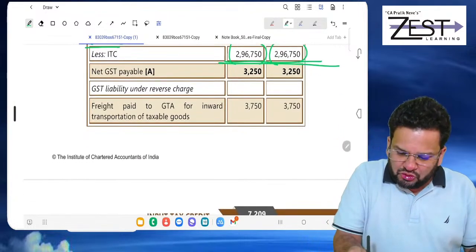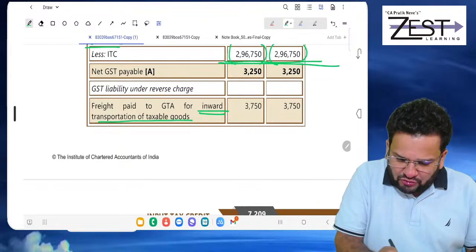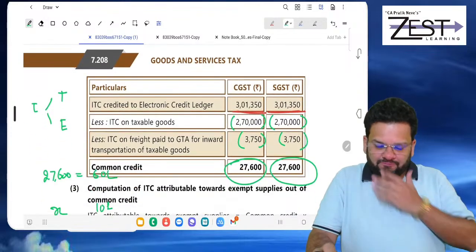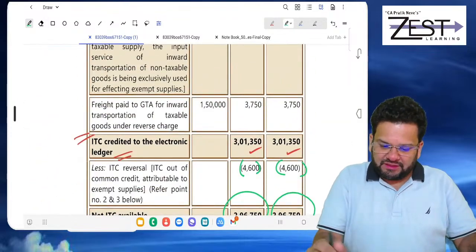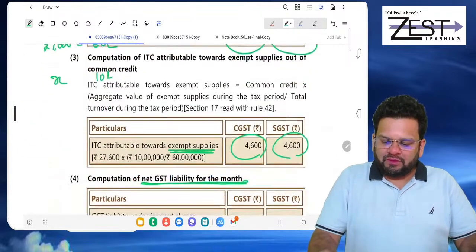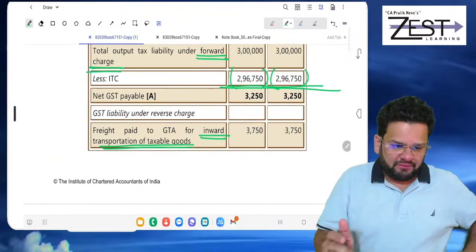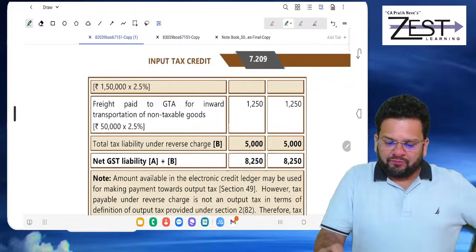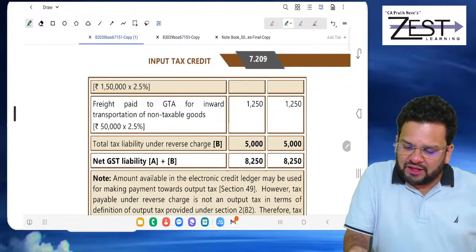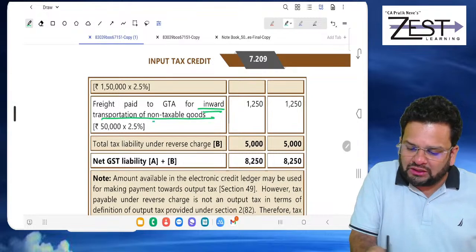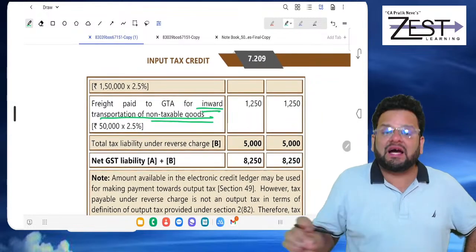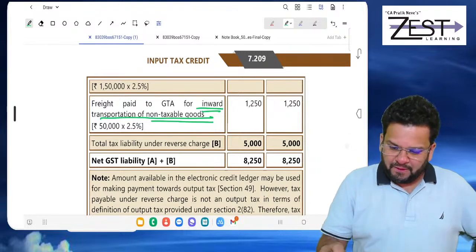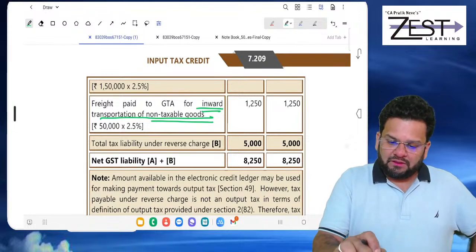But don't forget that there is something payable on RCM basis also. So there is a freight paid to GTA for inward transportation of taxable goods, that is payable on RCM. I'll show you which one. This. So 3,750 you will have to pay. So please take that. Apart from that, there is one more freight paid to GTA for inward transportation of non-taxable goods. See, you have not availed its ITC, but there is a GST payable on RCM basis. Do you agree with me? See, I'll show you.